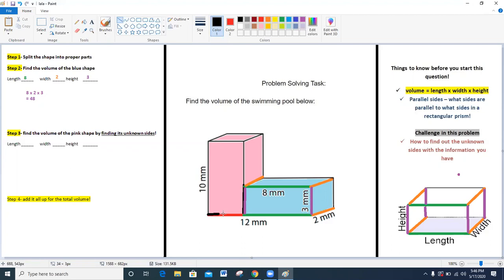The length for the pink shape is this right here, okay? And that is parallel to this, okay? The length is this way. So we're done with the blue shape. All we're going to use the blue shape for right now is reference. We're going to use it to figure out information that we need to find the sides of the pink shape.